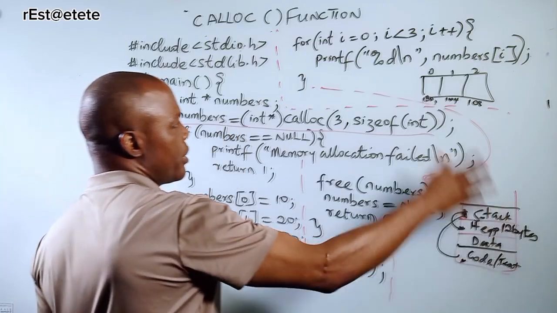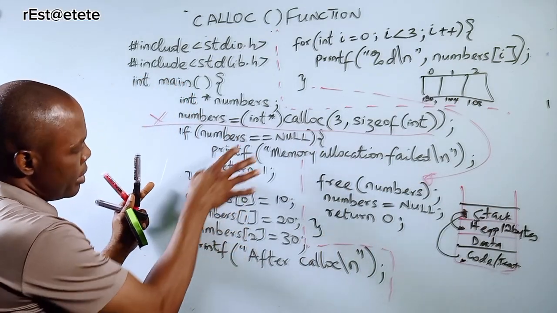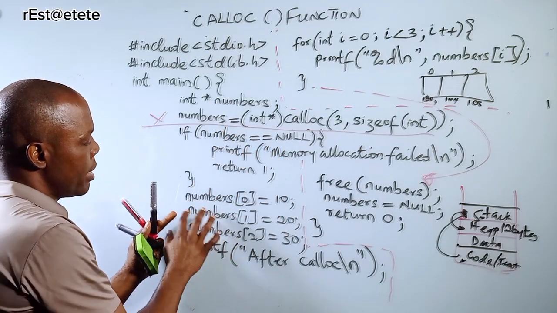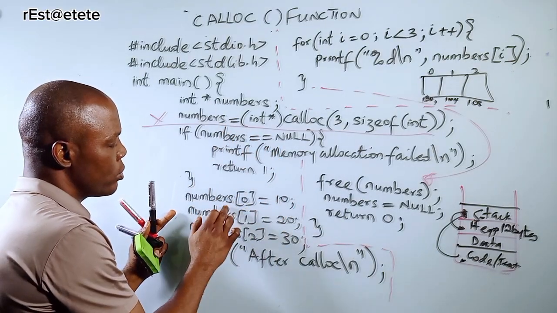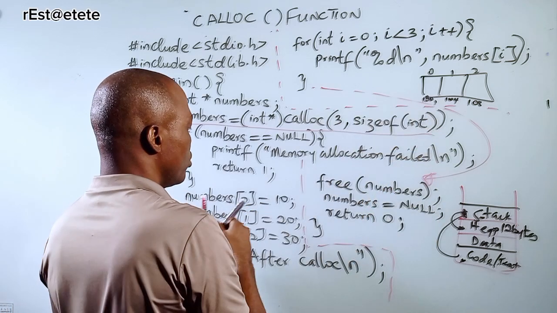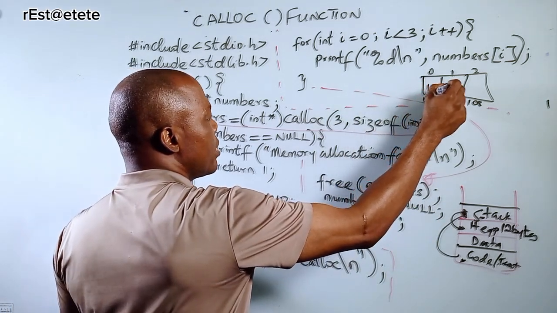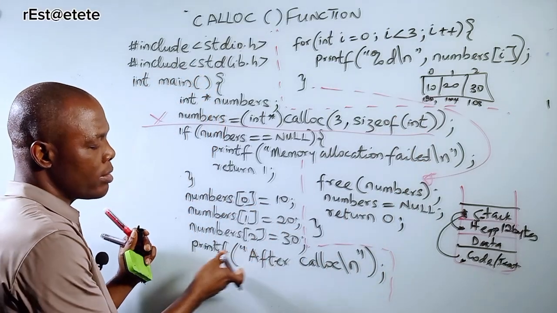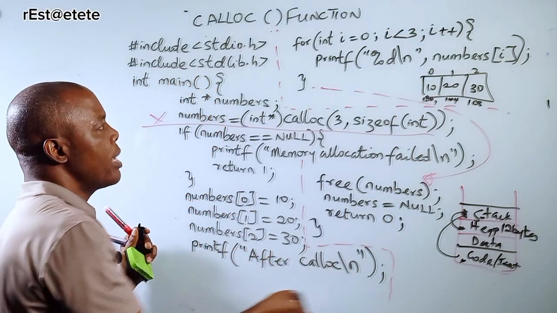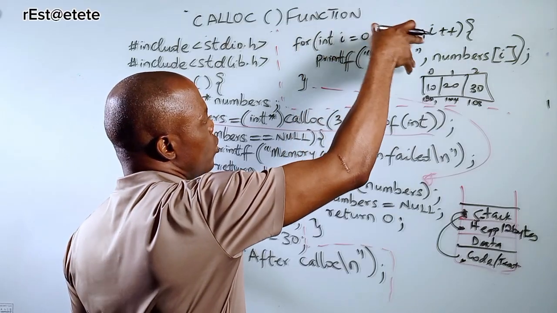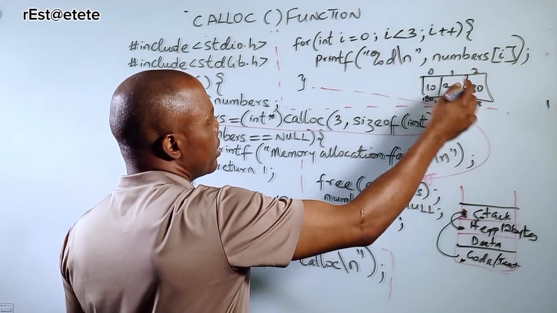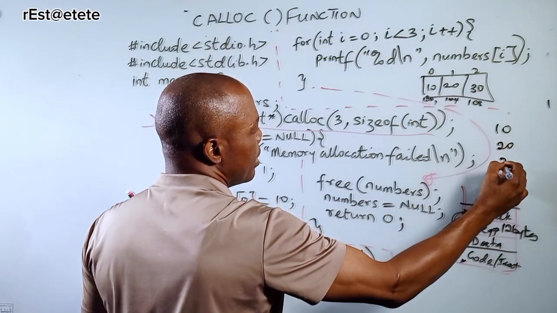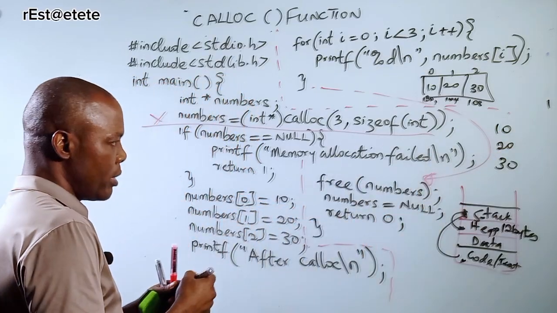And then the memory will be created. So it will check if memory has been assigned. Yes, there's no problem. Then it will come here and assign these values to each of those memory locations. So 10 will be here, 20 will be here, and 30 will be here. So that is done. After that, it will print out after Calloc on the screen. And then it will use my for loop to print this out on the screen. Because I still have the newline, it will give 10, 20, 30. That is how it will be printed out on the screen.